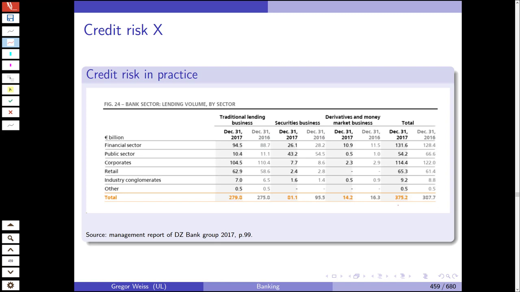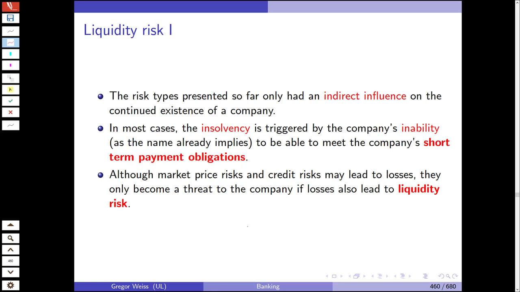Okay, now let's turn to credit risk in practice. If you look at the management report, the annual report of DZ Bank, you can see the different lending volume by sector in billion euros by the DZ Bank to, for example, financial sector, public sector, corporates, retail, industry conglomerates, and others. Very simple.